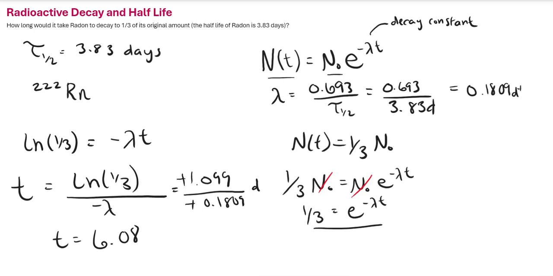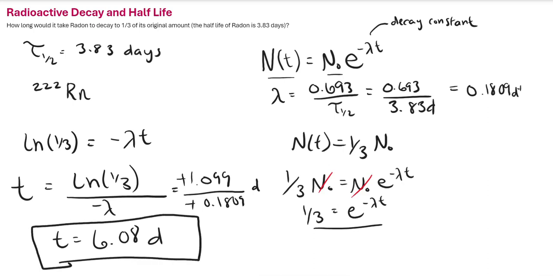I've rounded it to 3 significant figures since our half-life is originally given in 3 significant figures. So 6.08 days, and that makes sense. It should be more than 1 half-life since we've got less than half of it left. So the time it takes for us to get 1/3 of the original activity or 1/3 of the original radon nuclei that have not yet decayed is 6.08 days.